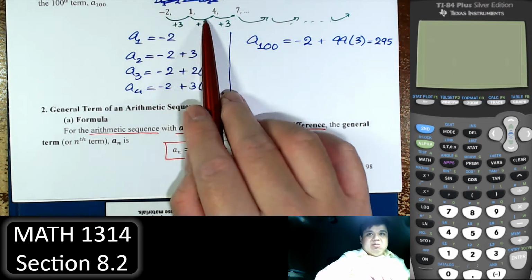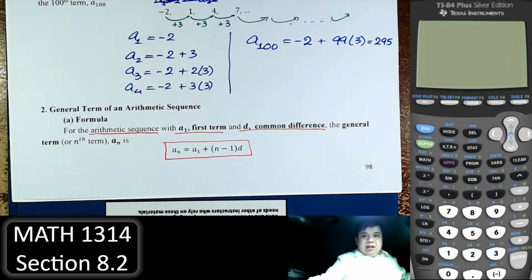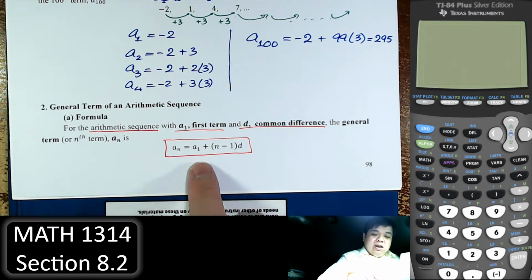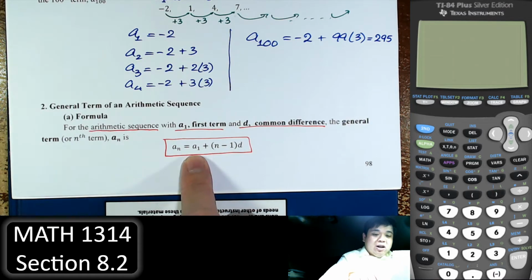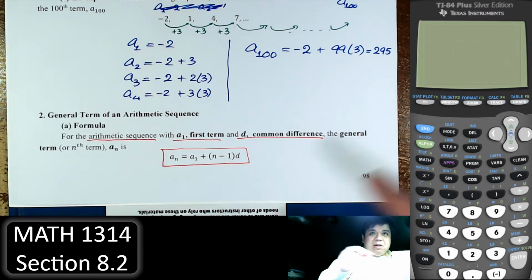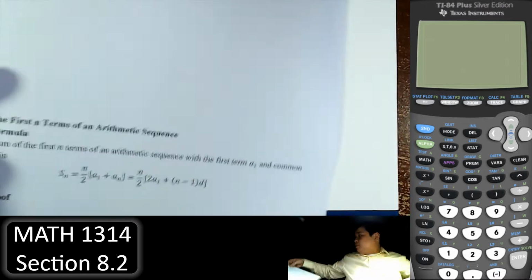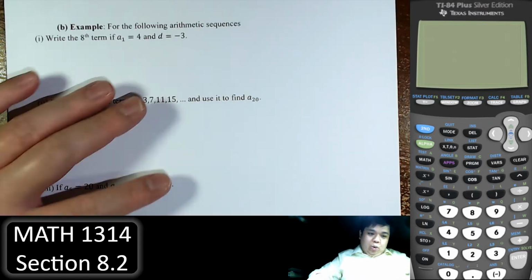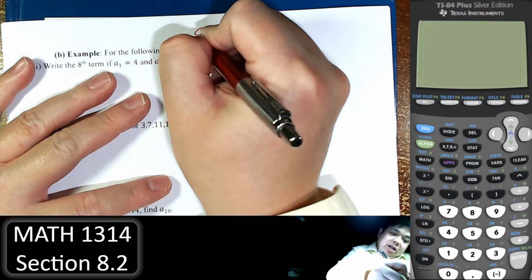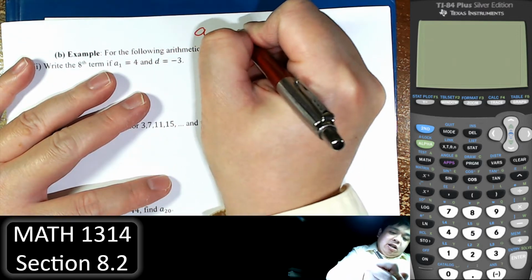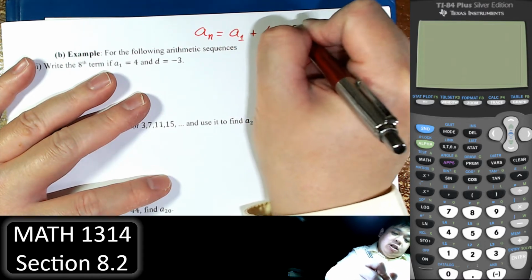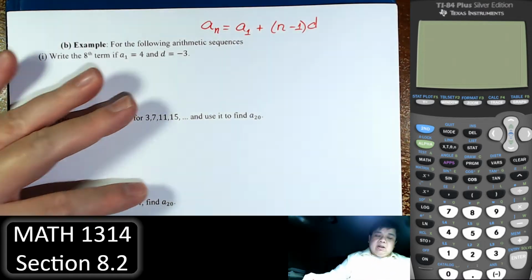So like in this case, plus 3 for that example, but we just start from the first one, take n minus 1 steps, and each step is the common difference. Right, so for an arithmetic sequence, a sub n starts from the first term, takes n minus 1 steps, and each step is the common difference.